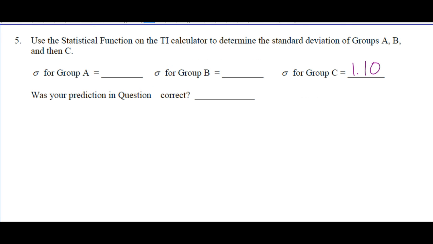Okay, so 1.10. The group A standard deviation was 14.27. The group B standard deviation was 3.4. And the group C is 1.10. So was your prediction correct? The prediction that we had was that this would be a lower standard deviation because the numbers look closer to the mean. And remember, the standard deviation is a measure of how spread out the data is. Whatever field you go into, if you do any statistics, you're going to run into standard deviation over and over again.